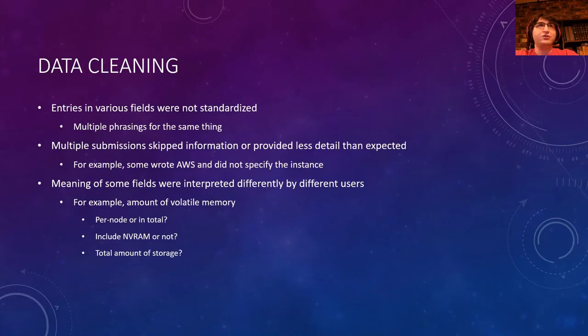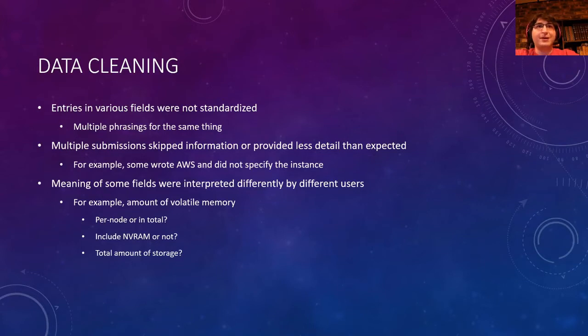Multiple issues were encountered during the data cleaning phase. Entries in various fields were not standardized, which resulted in multiple phrasings for the same thing. For example, some people wrote acronyms and some people spelled out the entire word. Multiple submissions skipped information or provided less detail than expected. For example, some used Amazon Web Services to perform benchmarks on, but they did not specify which Amazon Web Service instance they used. Lastly, the meaning of some of the fields were interpreted differently by different users, which resulted in either incorrect or inconsistent information.